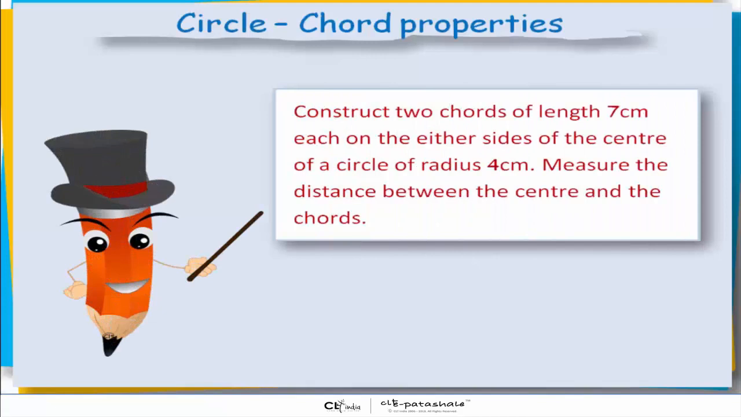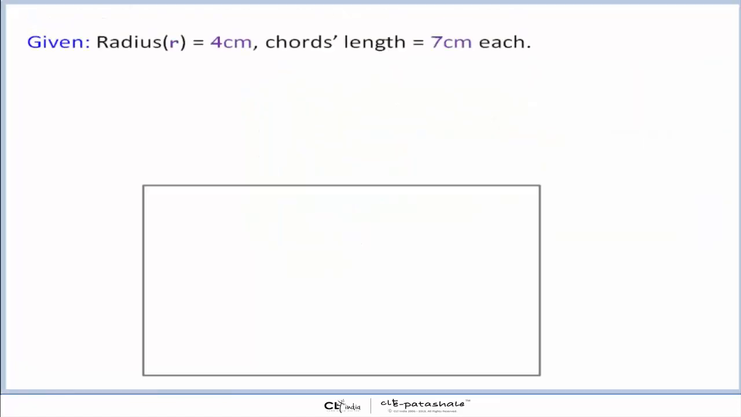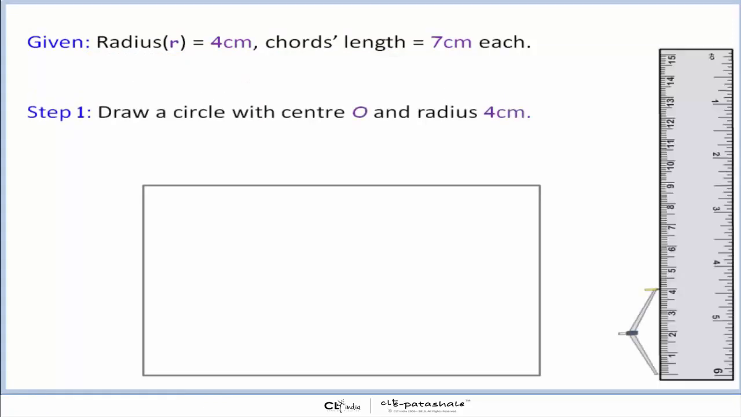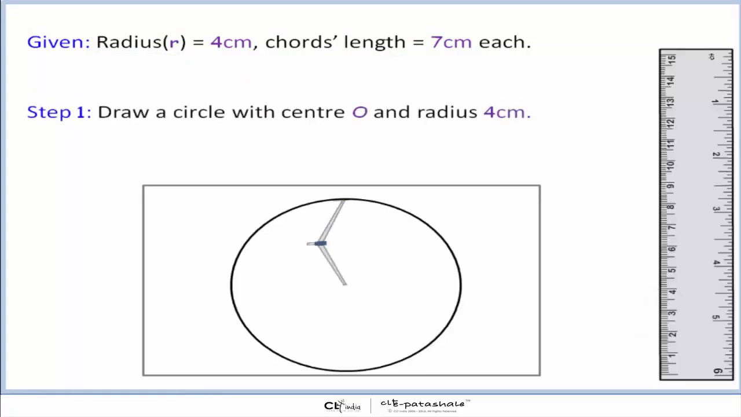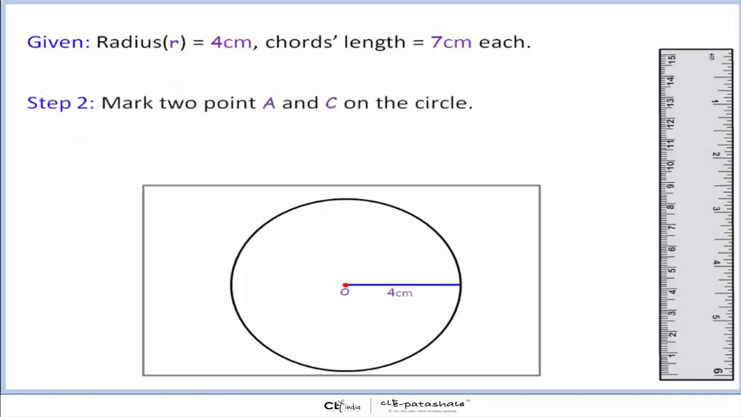Construct two chords of length 7 cm each on either side of the center of a circle of radius 4 cm. Measure the distance between the center and the chords. Given radius r is equal to 4 cm, chord length is equal to 7 cm each. Step 1. Draw a circle with center O and radius 4 cm. Step 2. Mark 2 points A and C on the circle.